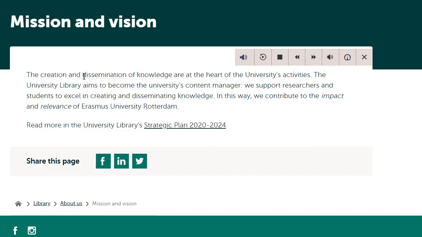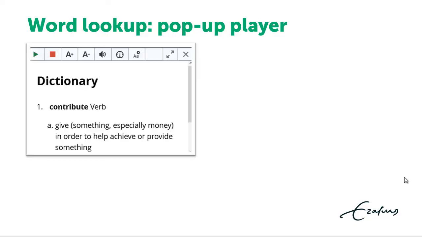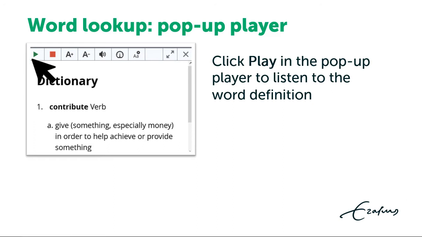Let's now look at the dictionary. First, select the word you want to look up, then click Dictionary in the pop-up menu. Click the Play button in the pop-up player window to have the text read aloud and highlighted.